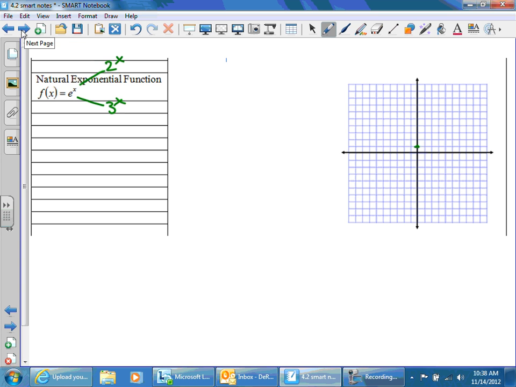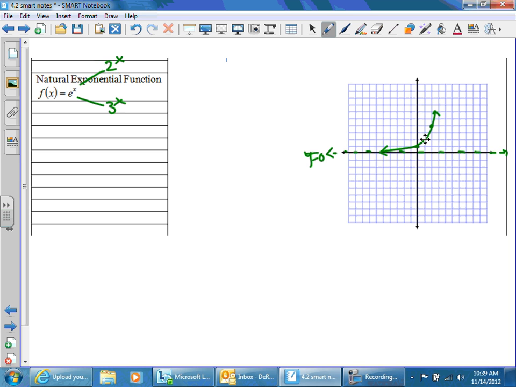Let's keep going. So let's do 2 to the x first. So at 0, I'm at 1. At 1, I'd be at 2. At 2, I am at 4. And I know I have a horizontal asymptote at y equals 0.